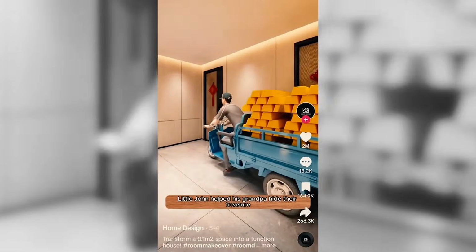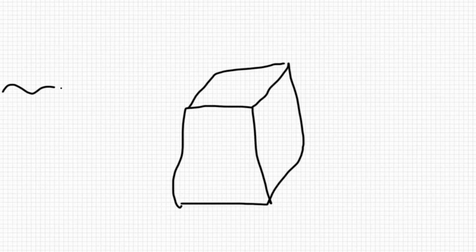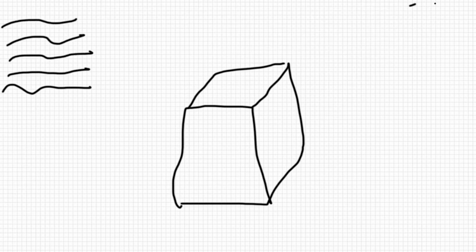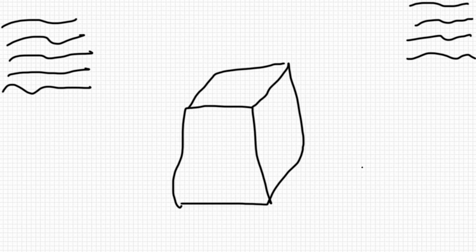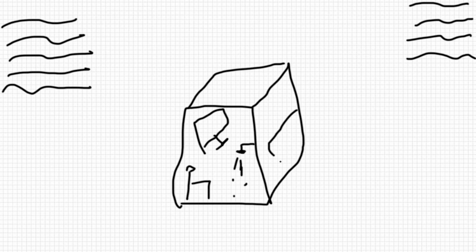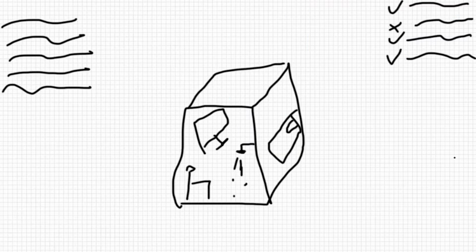Little John helped his grandpa hide their treasure and immediately got a house from him. So my idea was to give the player an empty room and some furniture to choose from. He then gets some weirdly worded objectives and he has to connect each of them to an item of furniture. Next, the player has to figure out how to fit all those things into a tiny room such that they're accessible. And he gets graded based on how well he does.